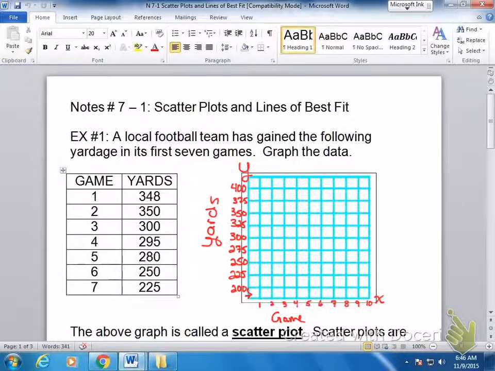All right, guys, so we're in a new chapter starting today. We're doing notes 7-1, scatter plots and lines of best fit. Let's start off with an example and see how we can work these.